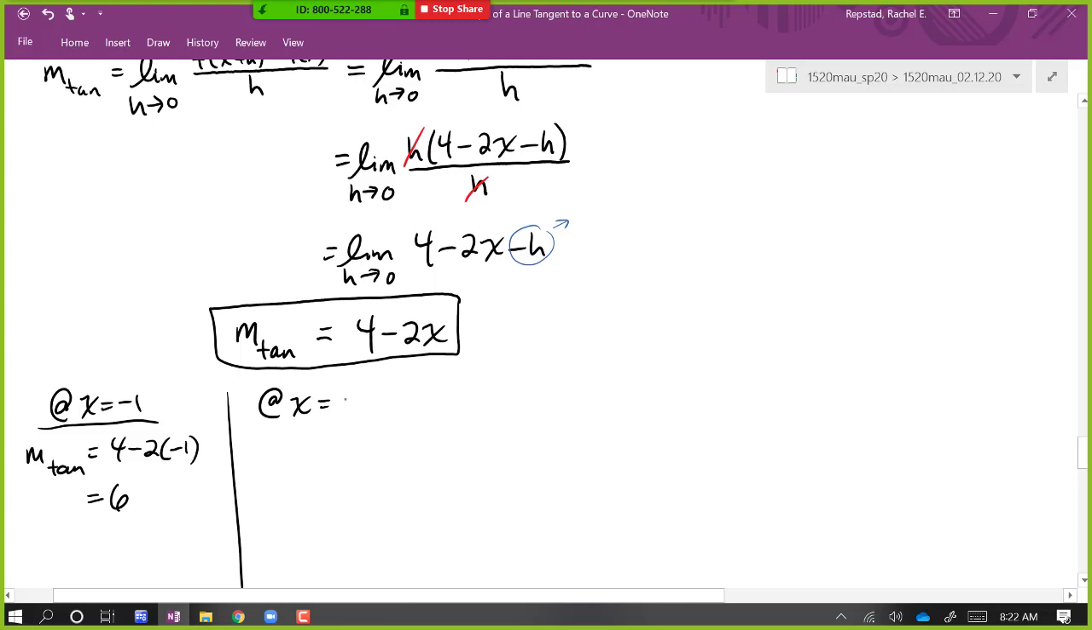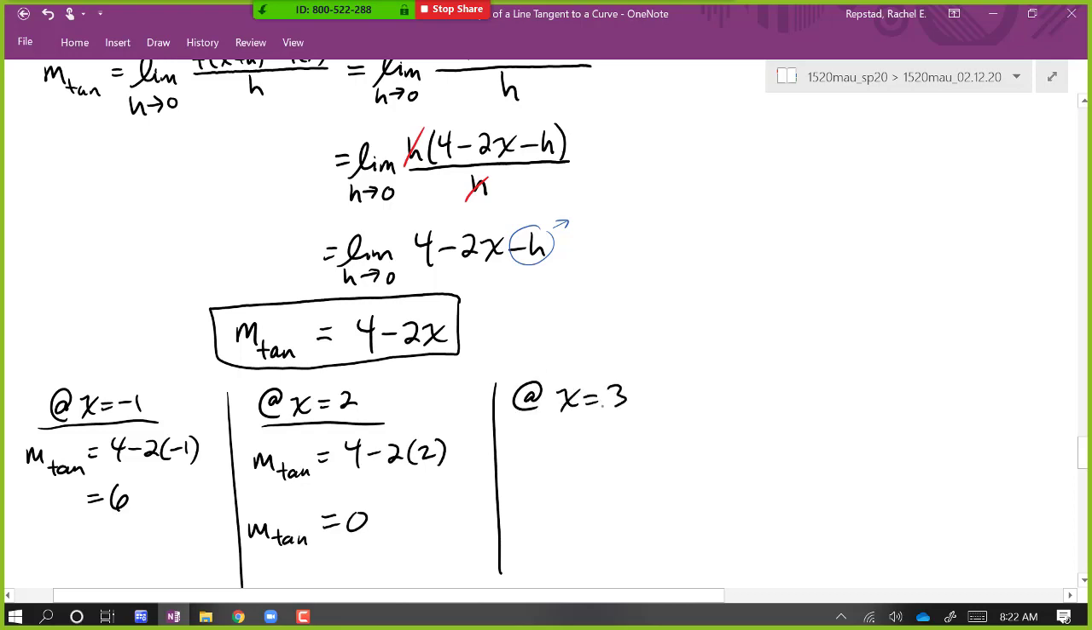When x is 2, we get 4 minus 2 times 2, or 0. And at x equals 3, our tangent slope is 4 minus 2 times 3, or negative 2.